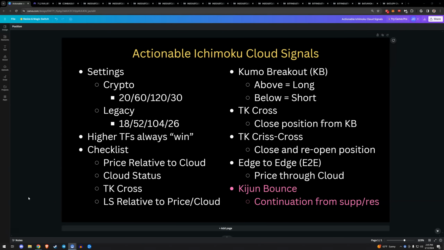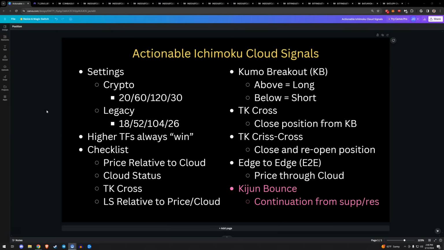Teaching Tech Tuesday, let's talk about another actionable signal within the Ichimoku cloud system. As a reminder, my preferred settings, which I've used for over a decade at this point, on the crypto side are 20, 61, 20, 30. This is default doubled and then adjusted slightly for 24/7 markets. Legacy settings, I just double the default. You don't have to use this, but it is my personal preference. All these signals are just as actionable with any settings, so keep that in mind.